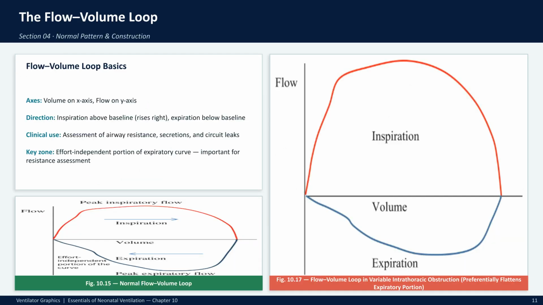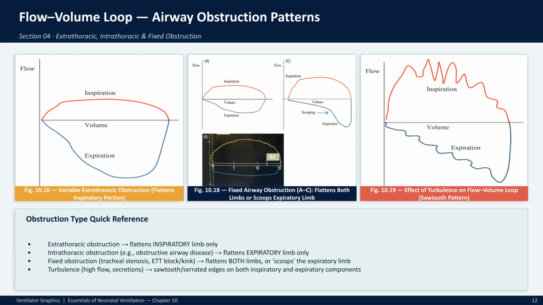The flow volume loop maps volume on the x-axis and flow on the y-axis, with inspiration above the baseline and expiration below. The effort-independent portion of the expiratory curve is particularly useful for assessing airway resistance. Different obstruction patterns create distinct loop shapes. Extrathoracic obstruction flattens the inspiratory limb. Intrathoracic issues flatten the expiratory limb, while fixed obstructions affect both or scoop the expiratory limb. Turbulence will create a characteristic sawtooth pattern.